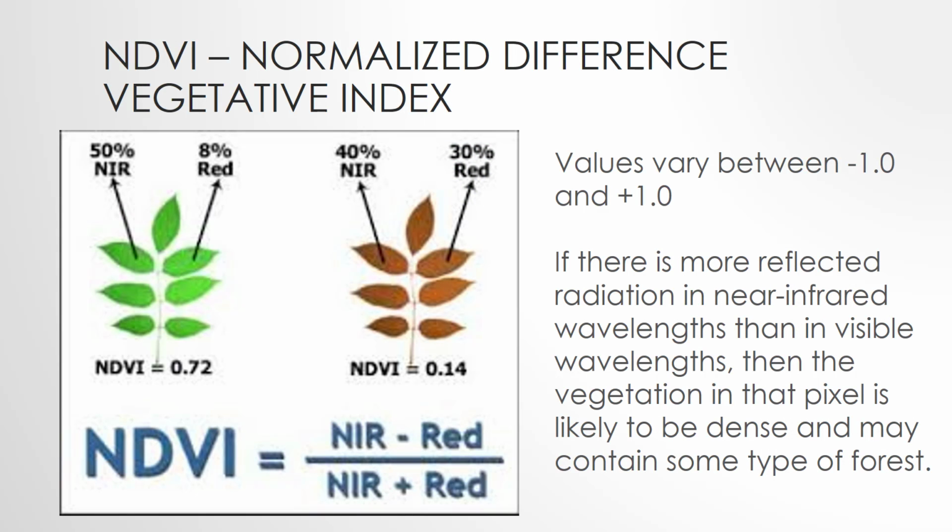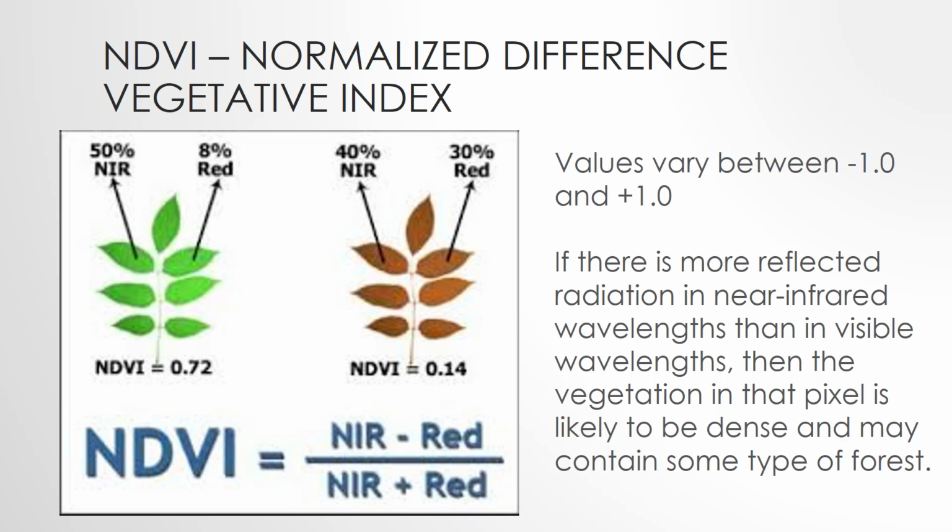A little bit more about NDVI. You can see here a representation of the equation for NDVI. It is the near infrared band minus the red band divided by the near infrared band plus the red band. And the values vary between -1 and +1. It is an index, so it is unitless. If there is more reflected radiation in the near infrared wavelengths than in the visible wavelengths, then the vegetation in that pixel is likely to be dense and may contain some type of forest.